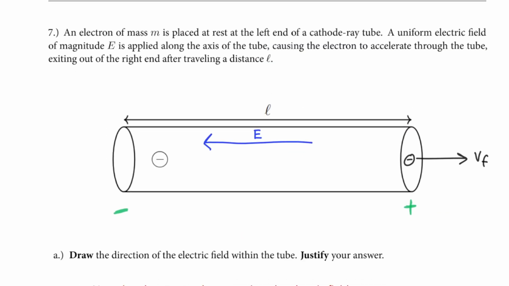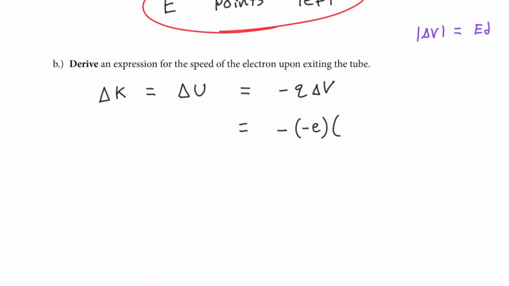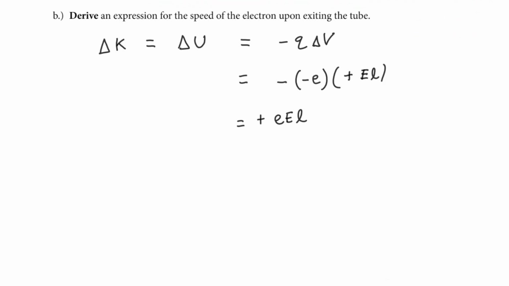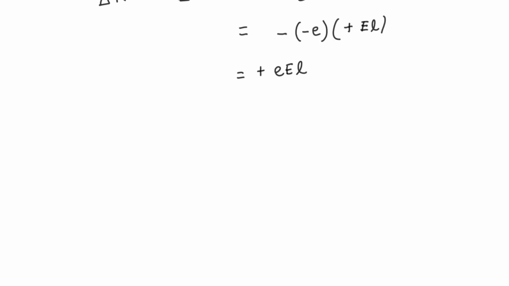And I see that my negative charge is climbing from the negative potential end to the positive potential end. Or I can see just by climbing the E field, it's going uphill. So this is a plus EL for my potential difference. And notice this works out because I get a positive kinetic energy change, which means our electron speeds up. So now we can go in and we can just set that equal to our change in kinetic energy.